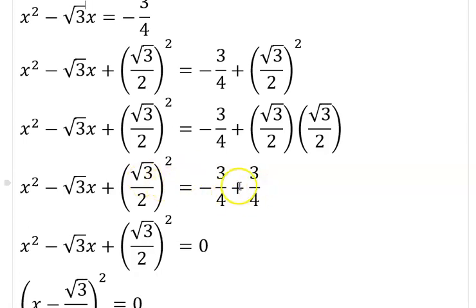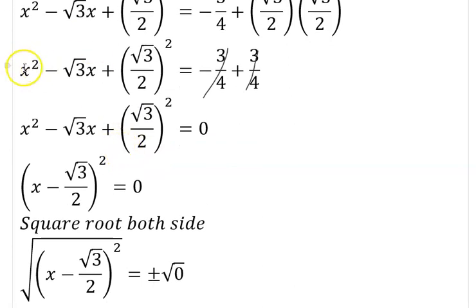Now, this one has been sorted out. But you know that minus 3 over 4 plus 3 over 4, that means they cancel out. It's just like saying 2 minus 2, 3 minus 3, 4 minus 4. So minus 3 over 4 plus 3 over 4 will give us this 0 that we have here. Awesome.